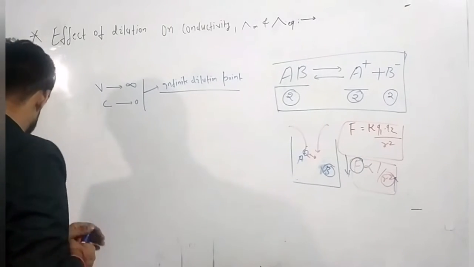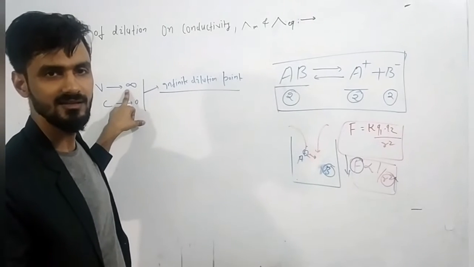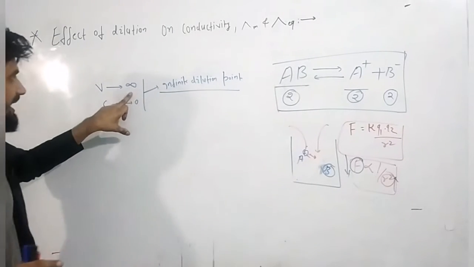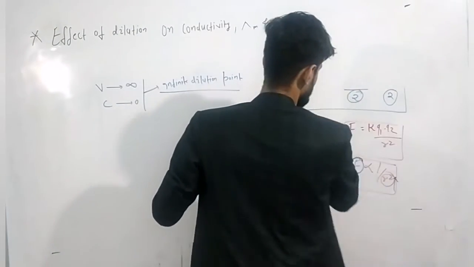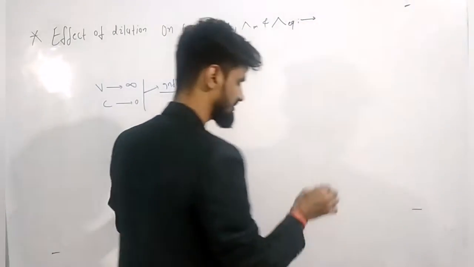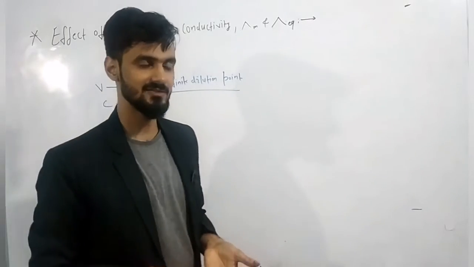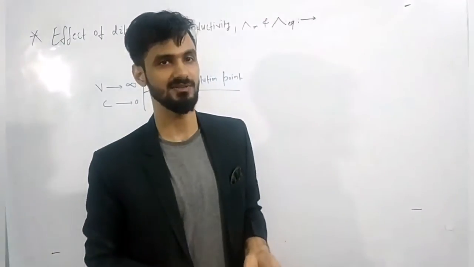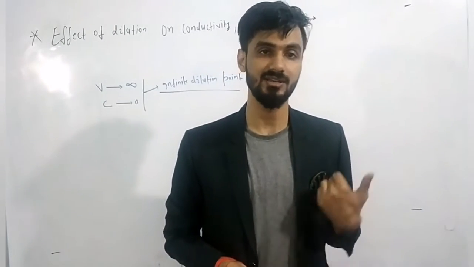Now you can ask the question, sir, how can volume be infinite? It's not practically possible. Why am I writing volume tending to infinity? Because I have already told you the size of an electrolytic cell is very small. So if the size is very small, how will the volume of the electrolyte be infinite? It's not practically possible. So what will be the infinite dilution point for this electrolyte?